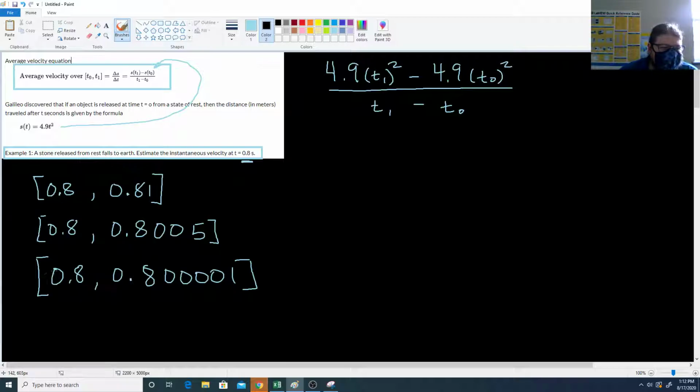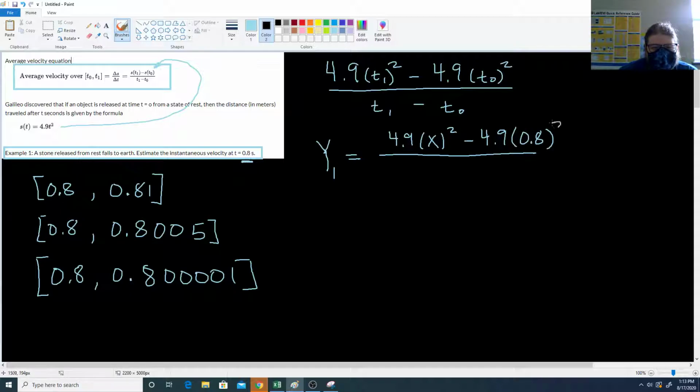What I'm going to do is create an equation that I can type into my calculator, in the y1 equals, using calculator notation. So we would put in 4.9 times the variable x, squared, minus 4.9 times 0.8 squared, and then that'll all be over x minus 0.8. And if I have this equation, then what I can do is go to the table.